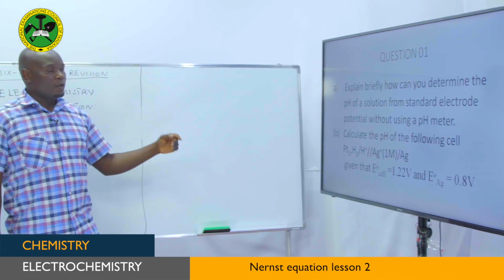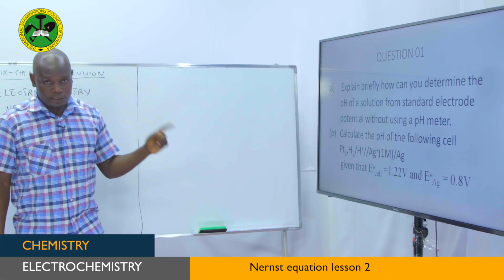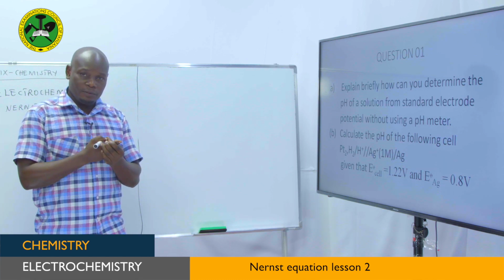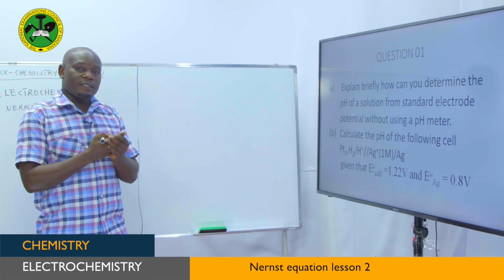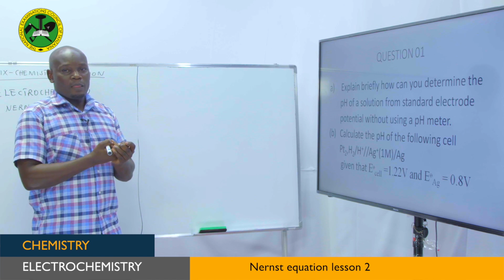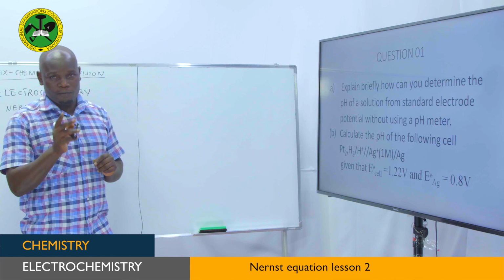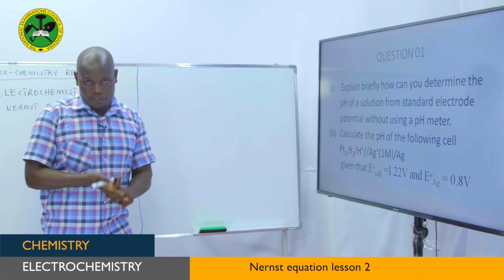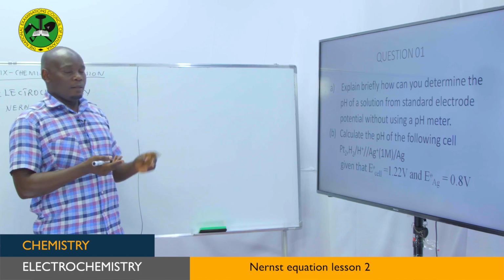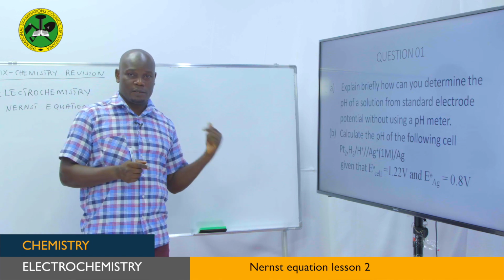a pH meter. So in this question, the hints that you are supposed to consider are, first, you must have a standard electrode potential, and that one must be with a known standard electrode. And second, you must also have the hydrogen electrode. So the standard electrode and the hydrogen electrode. And the hydrogen electrode must be dipped into a solution of unknown pH.